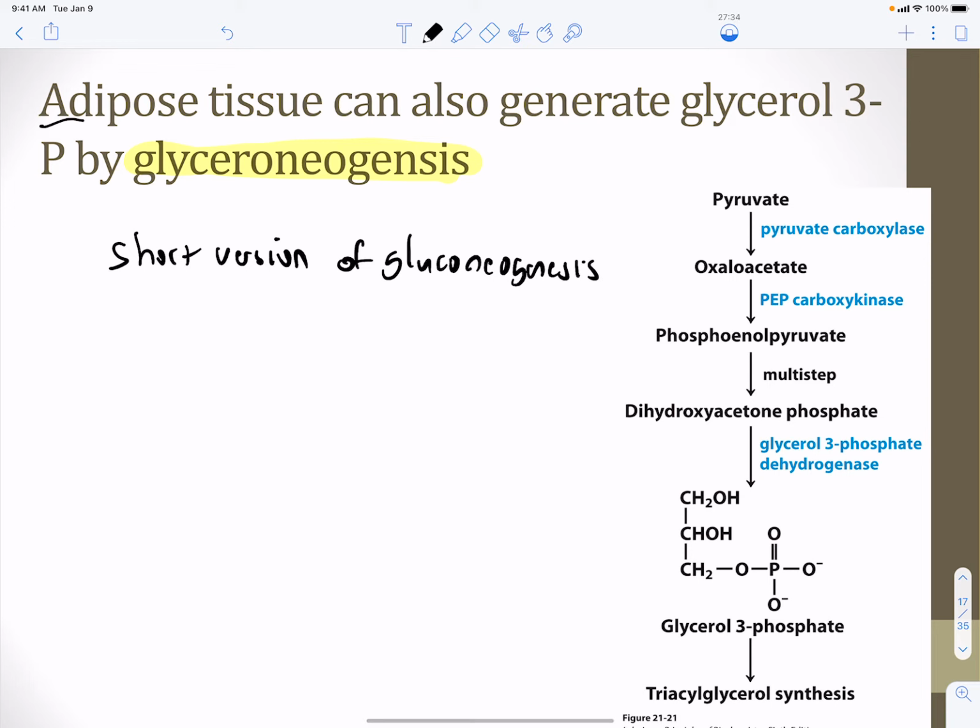And remember, we're in adipose tissue. Adipose tissue does not have glucose 6-phosphatase, so it cannot release glucose. So the point of this is not to generate glucose, instead is to generate the glycerol backbone necessary to make fats. And so you're going to have basically pyruvate to dihydroxyacetone phosphate.